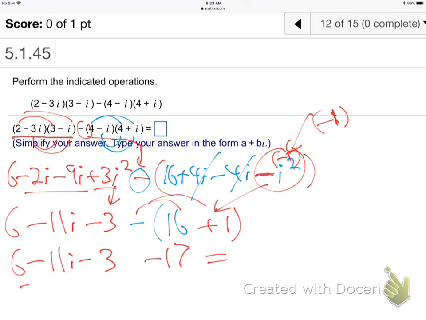There we go. So then 6 minus 3 minus 17, was that minus 20, minus 14? Minus 11i, I think. Is that right? Yeah, that's right. Use your calculator if you're not sure. Good. Just be careful with all those little signs and parentheses and everything.